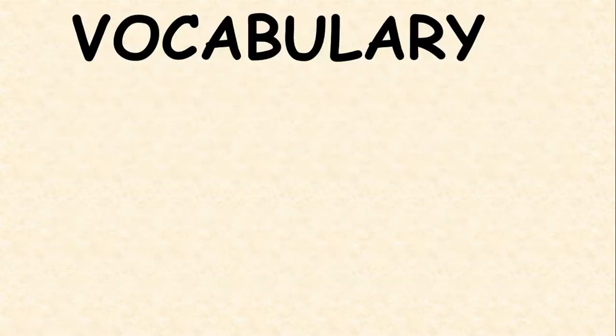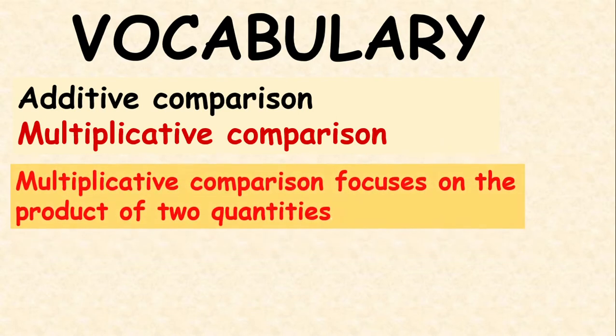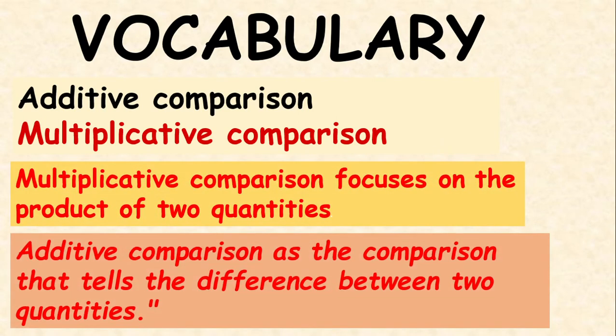Let's start with the vocabulary. Additive comparison and multiplicative comparison. Additive comparison was done earlier. It is a comparison that tells the difference between two quantities, that is subtraction. Whereas multiplicative comparison focuses on the product of two quantities.